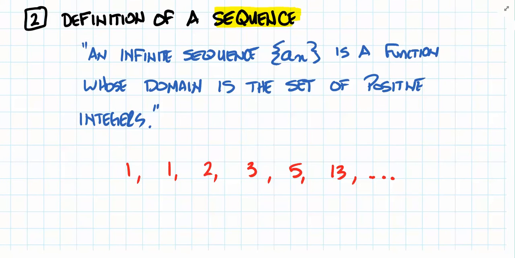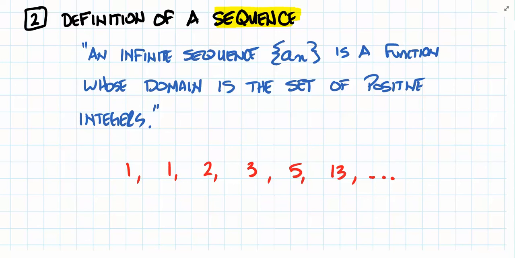The way that the book defines a sequence, and the way that we're going to define it, is as follows. An infinite sequence, represented by these little curly brackets here, {a sub n}. So this is the notation that we're going to use. a sub n is a function whose domain is the set of positive integers. Now, I know that sounds kind of weird and scary, but let me explain it a little bit more.